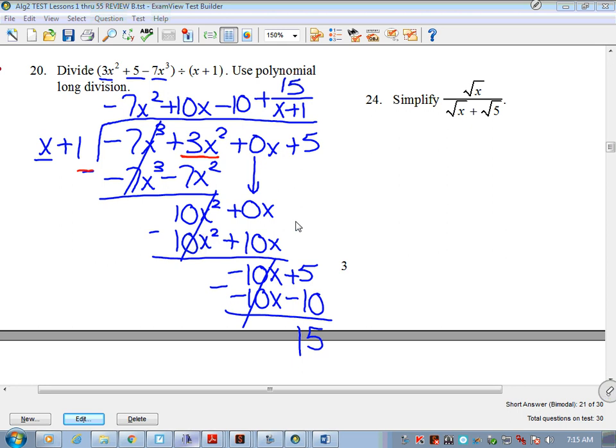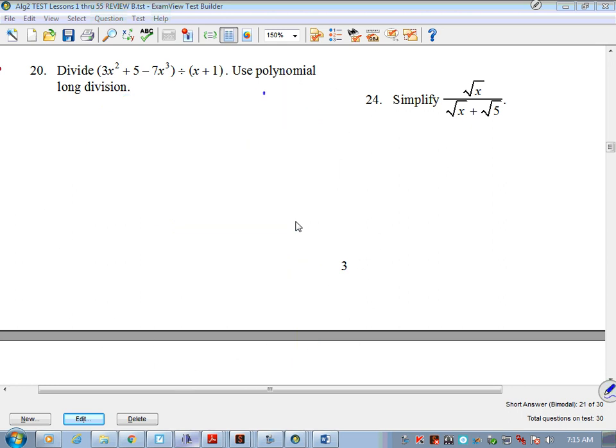Now, on this particular question, because I'm just dividing by x plus 1, I can solve for x and divide by that using synthetic division. So I want to show you how to do that again real quick, because on the test, it's going to be quicker, and you're still going to get the same answer. But I do need to do the same thing that I did, which is I need to have that negative 7 first, then the positive 3, then the 0, then the 5.